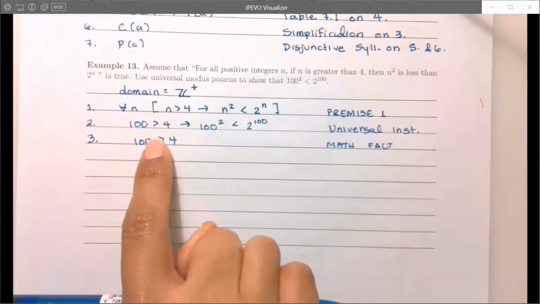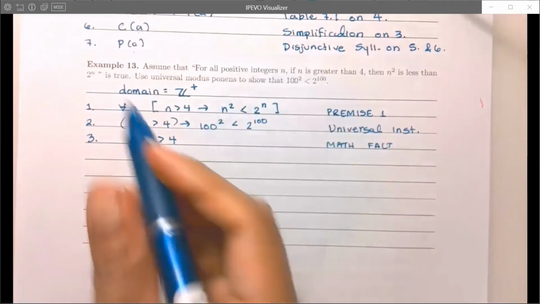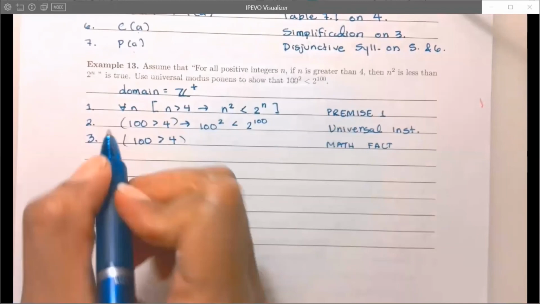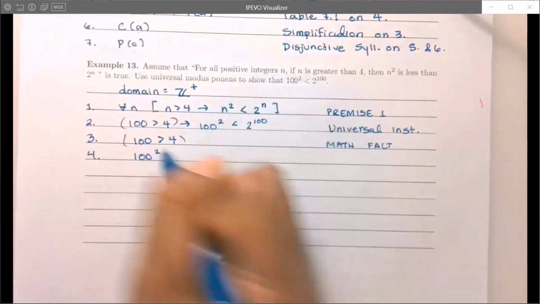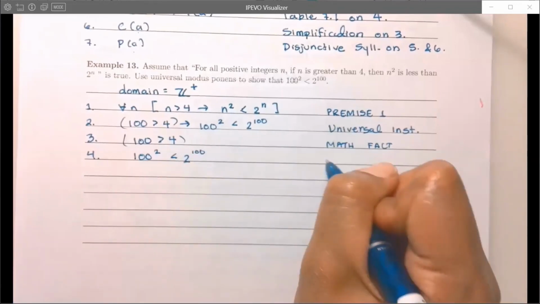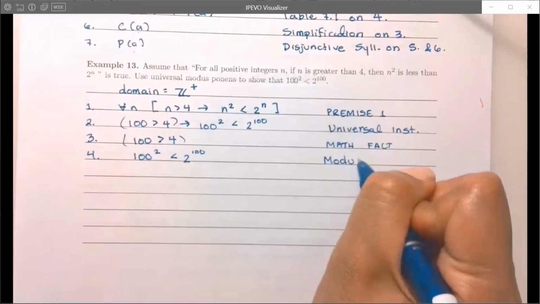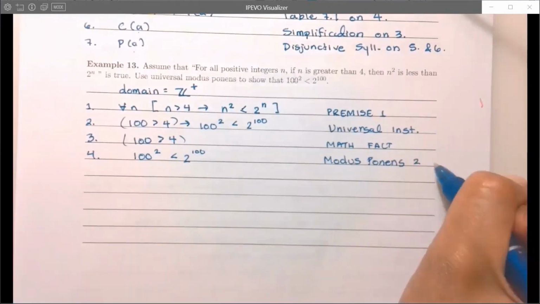Now, placing these two together, the premise implies the conclusion, and the premise by modus ponens leads to the conclusion: 100 squared is less than 2 to the 100. Because modus ponens on 2 and 3.